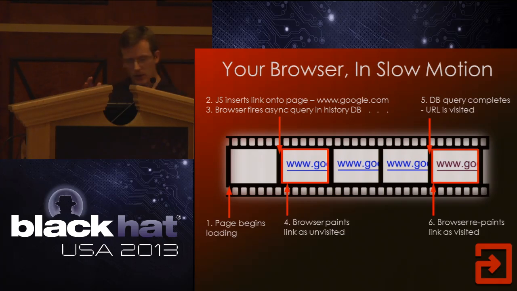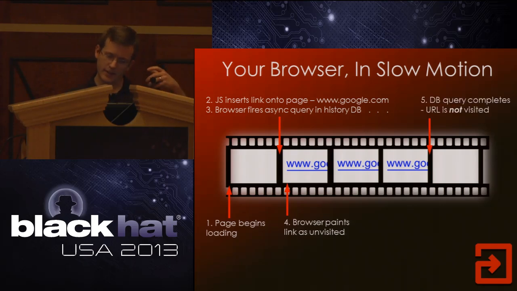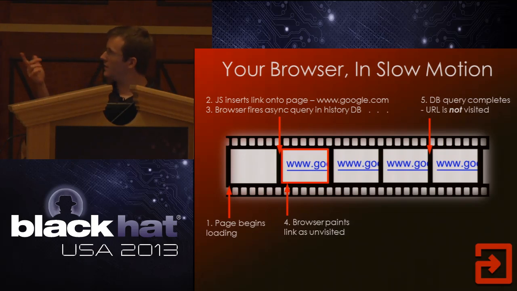So we can think of this as maybe 5 frames, but actually the browser only had to draw something on the screen in 2 of those frames. It drew it first unvisited, and then when it found out it was visited, it redrew it. So what if the link wasn't visited? Let's step back, and okay, the database query completes, and we find out the link's not visited. Well, in that case, nothing happens. The browser doesn't need to repaint the link, and we only have 1 frame where something is actually painted on the screen.